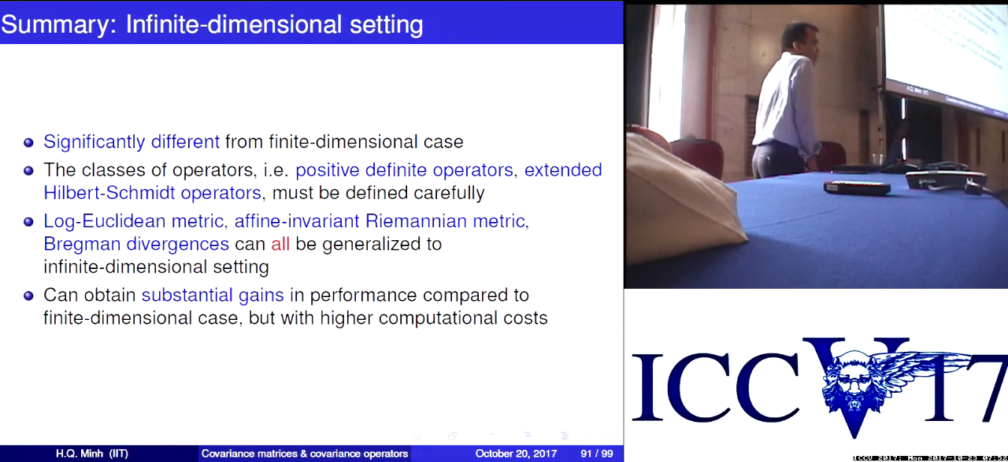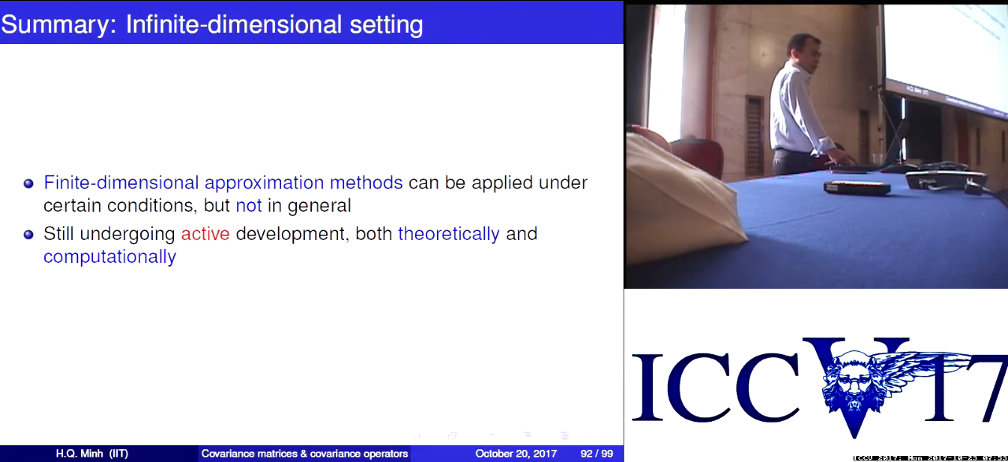So the thing is, the infinite dimensional setting is quite different from the finite dimensional case. We have to define everything carefully: the positive definite operators, the Hilbert-Schmidt operators, the extended Hilbert-Schmidt operators. But at the same time, the different things that we were talking about before for the finite dimensional case, the Log-Euclidean metric, the affine invariant Riemannian metric, can all be generalized to the infinite dimensional setting. And it's possible that we can obtain substantial gains in performance, but they have higher computational cost compared to the finite dimensional setting. So it's still undergoing a lot of study, both theoretically and computationally. There's a lot of research in mathematics on the infinite dimensional setting of Riemannian manifolds. This is just one example of infinite dimensional Riemannian geometry, but there are many other manifolds as well.